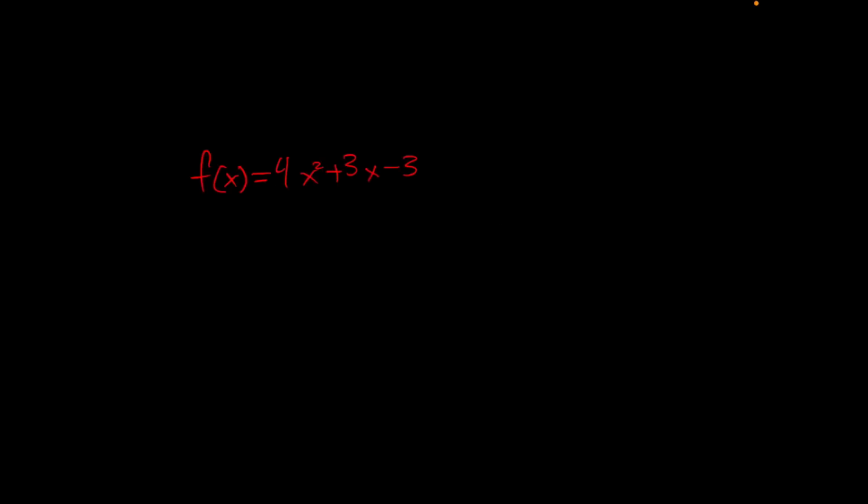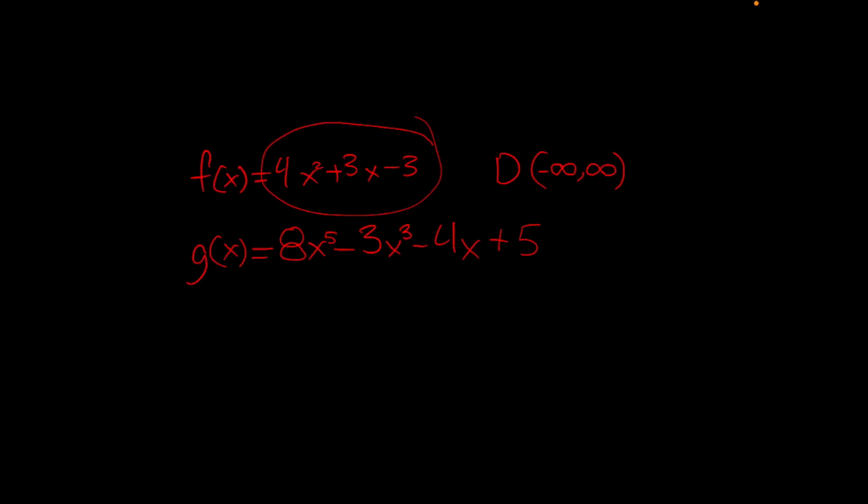So let's say you're given a simple function, f of x equals the polynomial 4x squared plus 3x minus 3. Now in any sort of simple polynomial like this, the domain will be anything from negative infinity to positive infinity. And we can use interval notation to write this. Let me give you one more example.